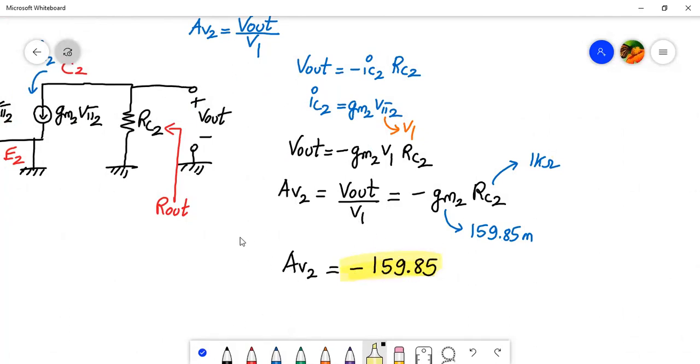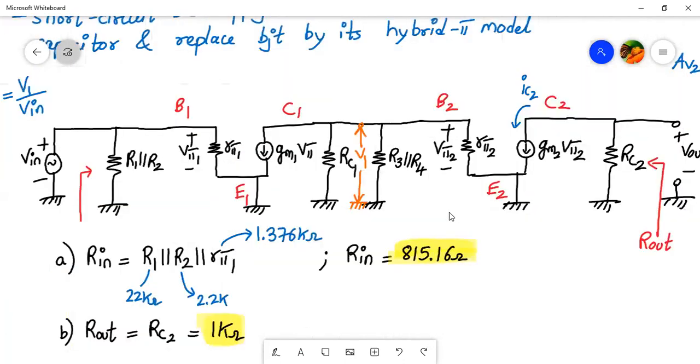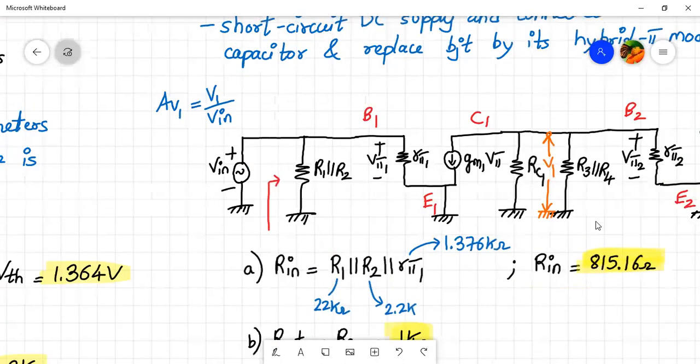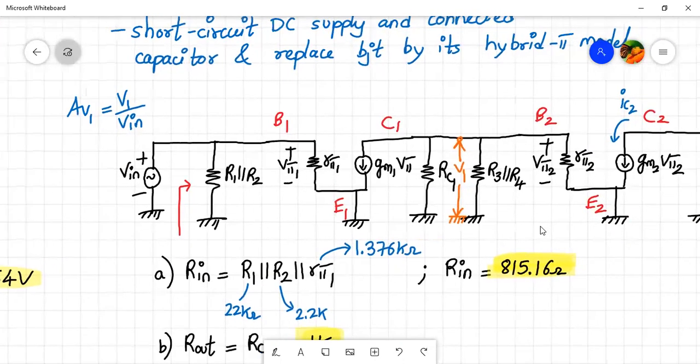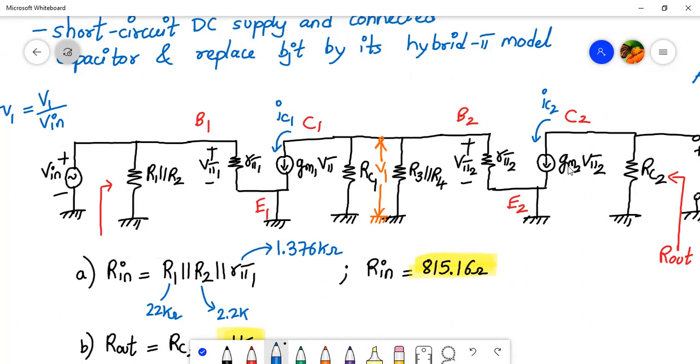Fine. Now let's concentrate our efforts on finding the gain of the first stage. Over here, we'll have to find out the value of V1. If you see over here, we have a resistance RC1, R3, R4, and R pi 2. All are connected in parallel. So V1 will be all these resistances in parallel into the current. The current is outgoing current again. This current is called IC1. So minus of IC1 into all these resistances in parallel.